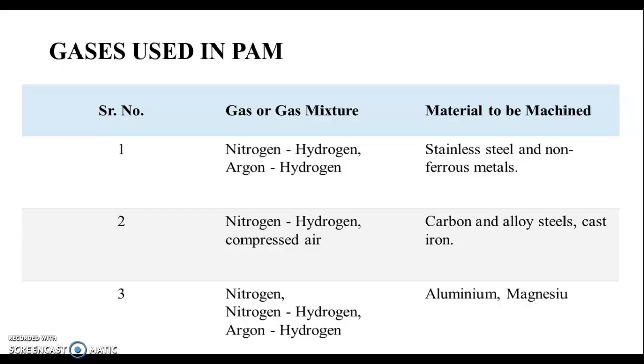Next, some gases or mixtures can be used in plasma arc machining, depending upon the material to be machined. First, nitrogen and hydrogen, or the mixture of argon and hydrogen, is used basically for stainless steel and non-ferrous material. Then we can use a mixture of nitrogen and hydrogen, or compressed air, for carbon and alloy steel or cast iron. Then nitrogen, or a mixture of nitrogen and hydrogen, or a mixture of argon and hydrogen, is used for aluminium and magnesium.